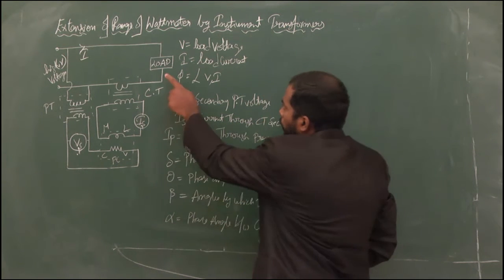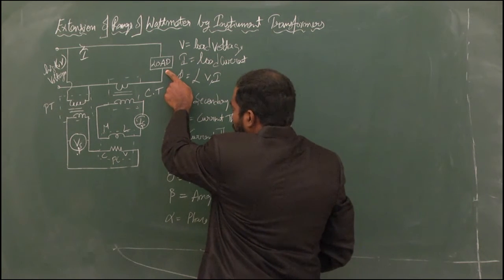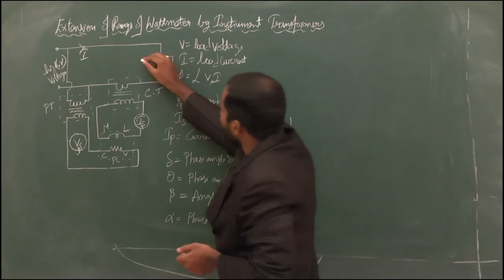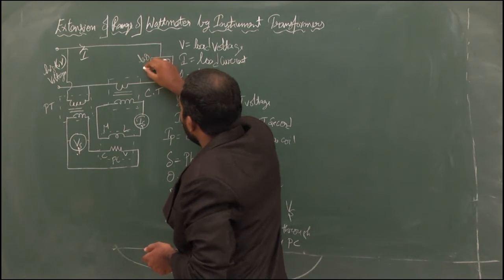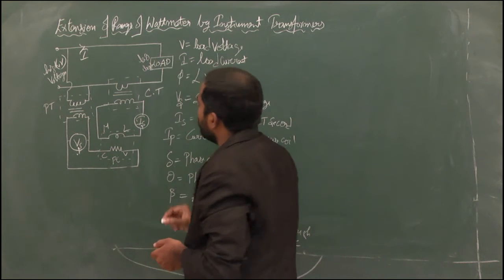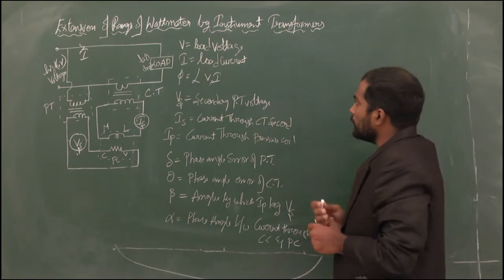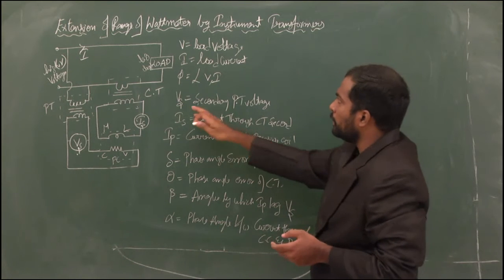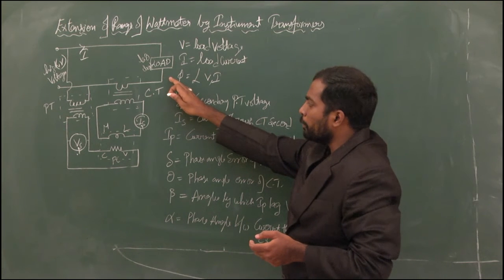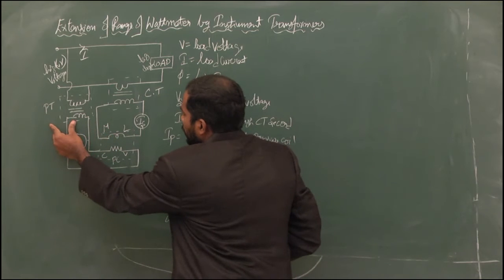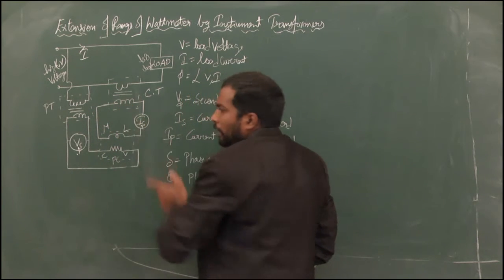Now, depending upon the load conditions, we will calculate the extended range of your wattmeter. This load can be a lagging load or a leading load. Now we will discuss the phasor representation of this extension of range of wattmeter and how you are minimizing the errors due to potential transformer and current transformer.